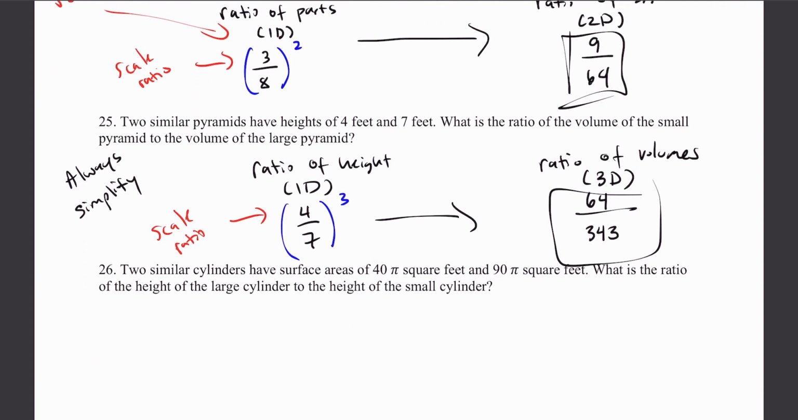Alright, last problem. Last test review problem of the school year. Unless you're doing your final review, but forget about that for now. 26. Two similar cylinders have surface areas of 40 pi square feet and 90 pi square feet. What is the ratio of the height of the large cylinder to the height of the small cylinder? Okay, so gotta go from large to small here.